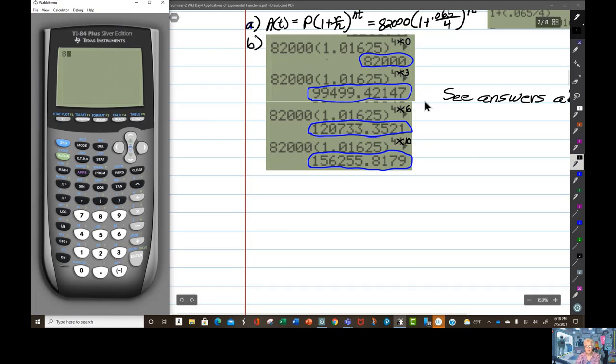All right, I'm going to do 3 years this time. 82,000 parentheses 1.01625 parentheses closed caret, caret like a diamond, parentheses, 4 times 3, if you don't already know it's 12. Well, of course, if you do know it's 12, you don't have to make the parentheses. Let's go backwards and delete. If you know higher math and you know that 4 times 3 is 12, then just type caret 12. Enter. And you get 99499.42147. We'll round it, but right now that's how you would do it.